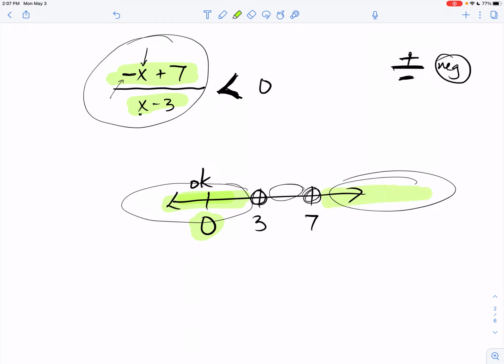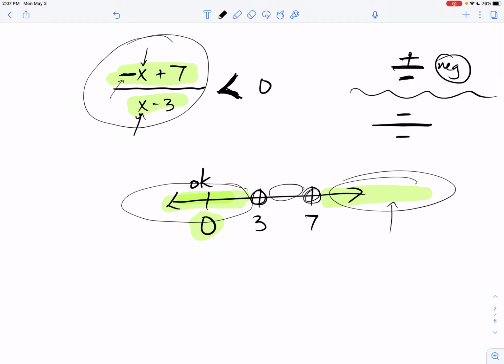Now, just to show you, over here, I'm going to get another okay statement. I'm going to pick the number 10. 10 is a nice big positive number on this side. So I'm going to go 10. If you plugged it into negative x, you would get negative 10 plus 7. Well, guess what? That would make the entire top of this problem negative. I'm going to then divide it by, well, if I put a negative 10 here, I'd get negative 10 minus 3. That's a negative 13.